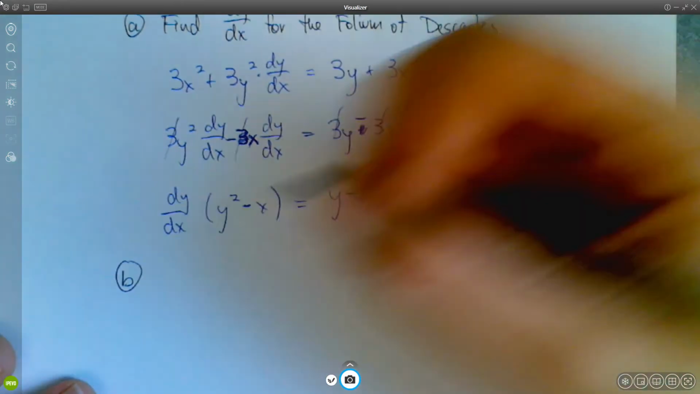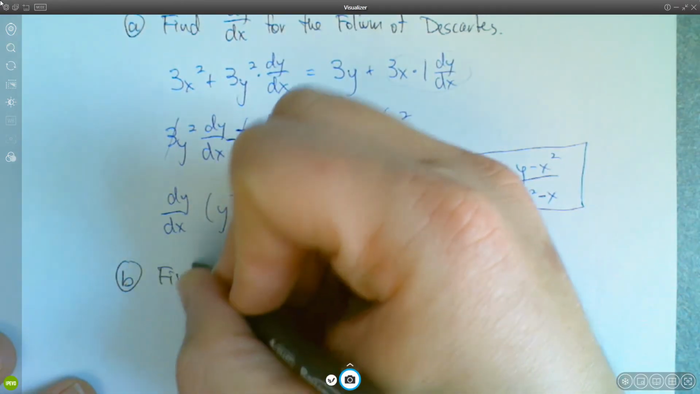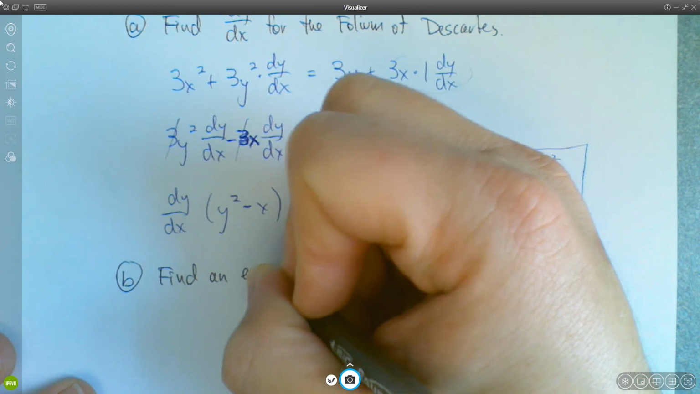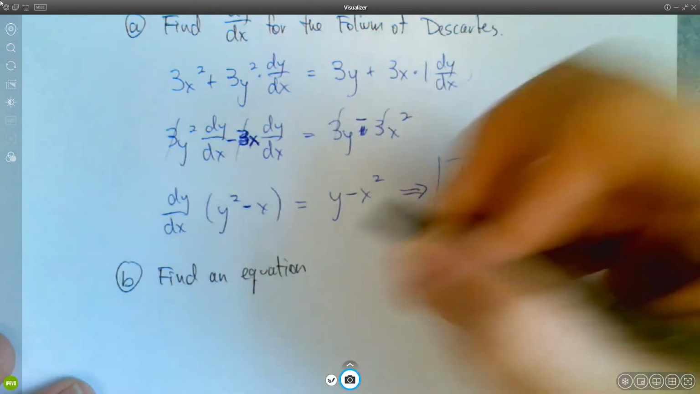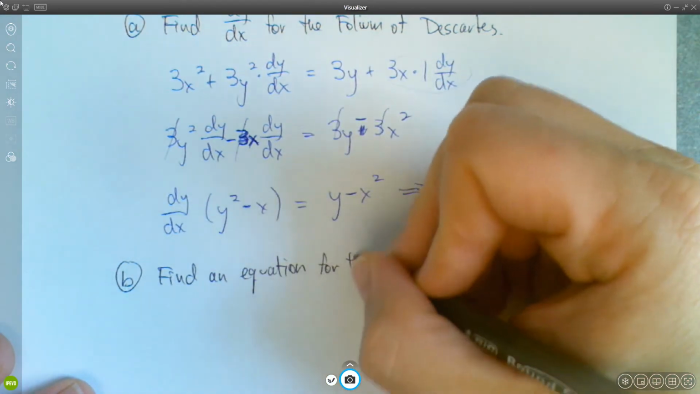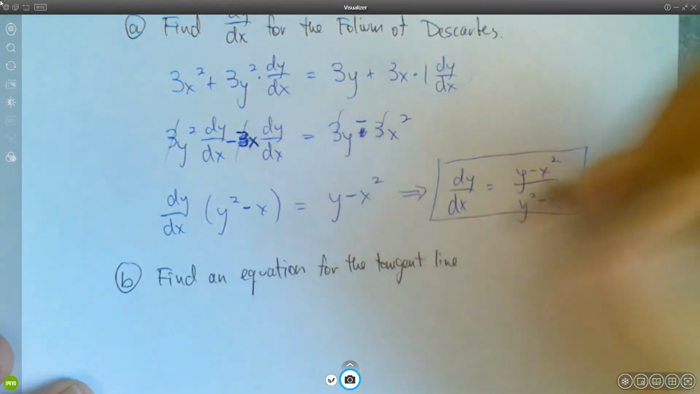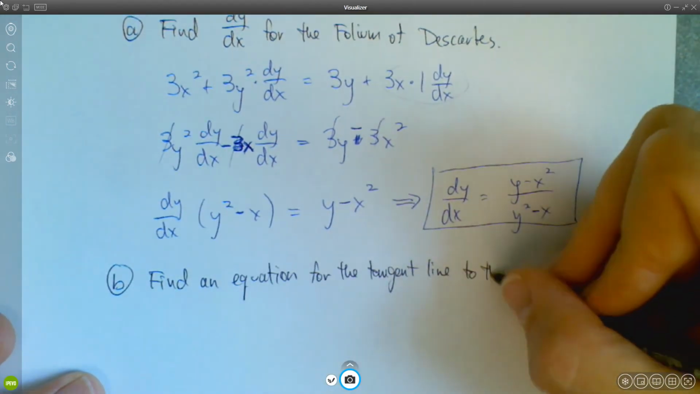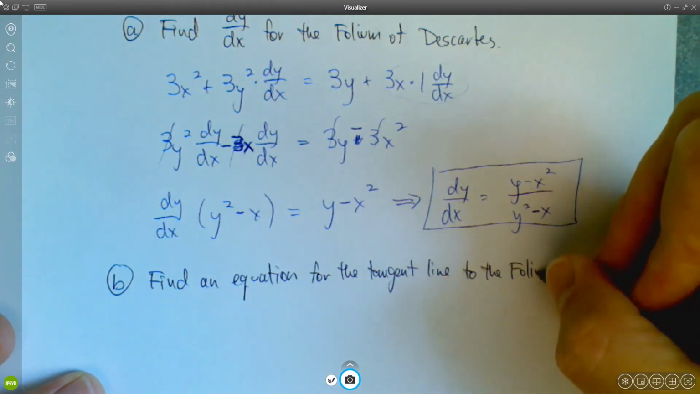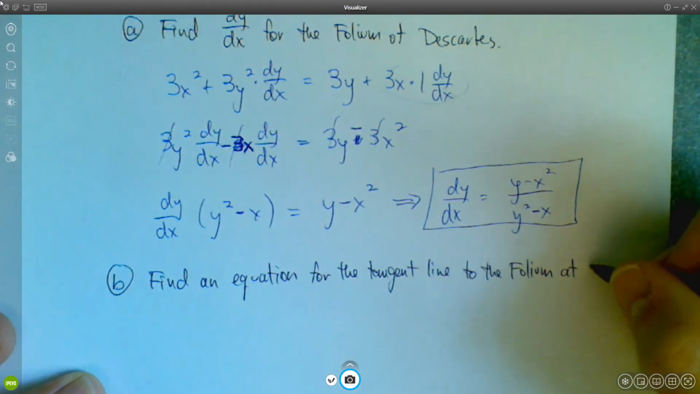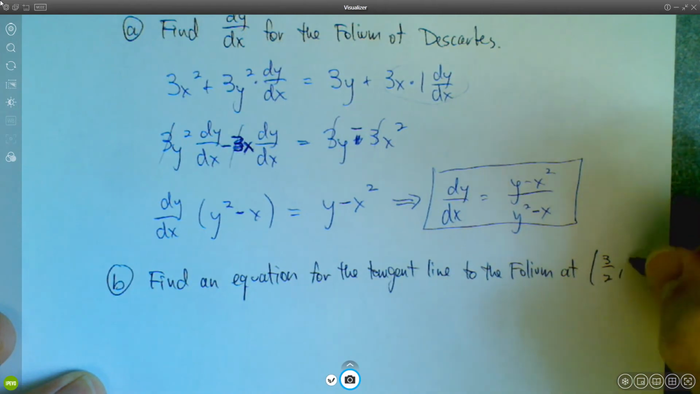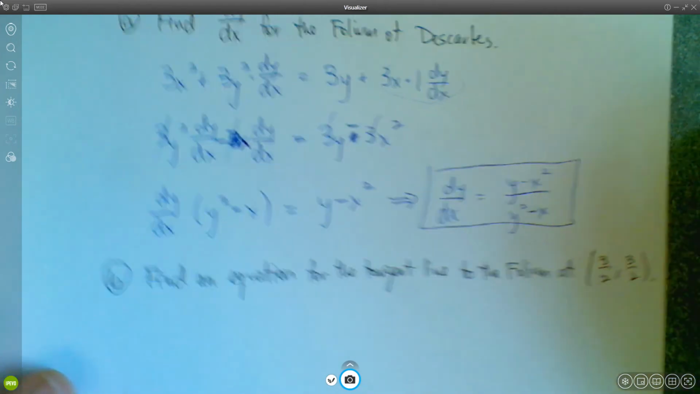Now, let's find an equation for the tangent line to the folium at the point (3/2, 3/2).